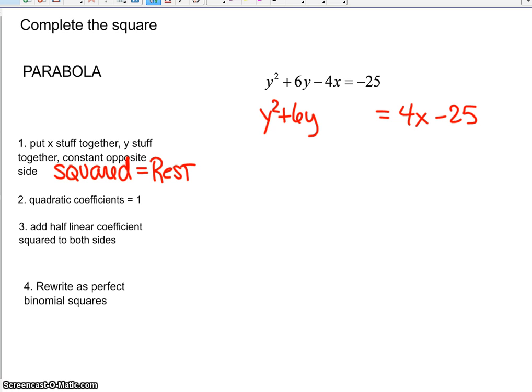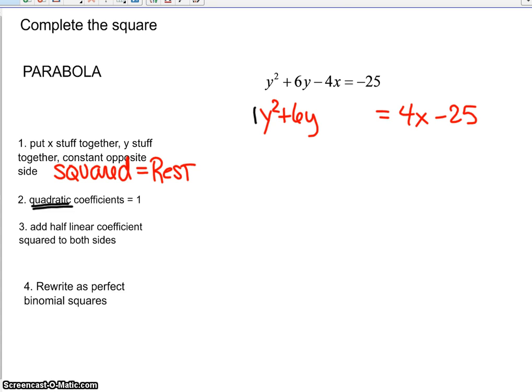All right. Now, quadratic coefficient needs to be 1, which I have. So I don't need to factor anything out here. If there were a number involved there, I would factor it out just like I've been doing. I don't need to factor out the 4 of the x because that's not quadratic, that's linear.